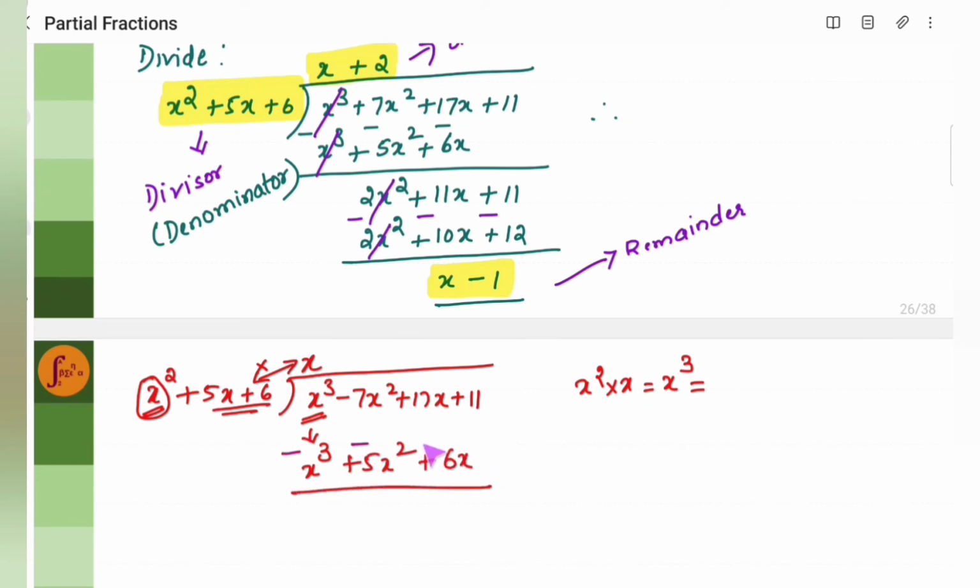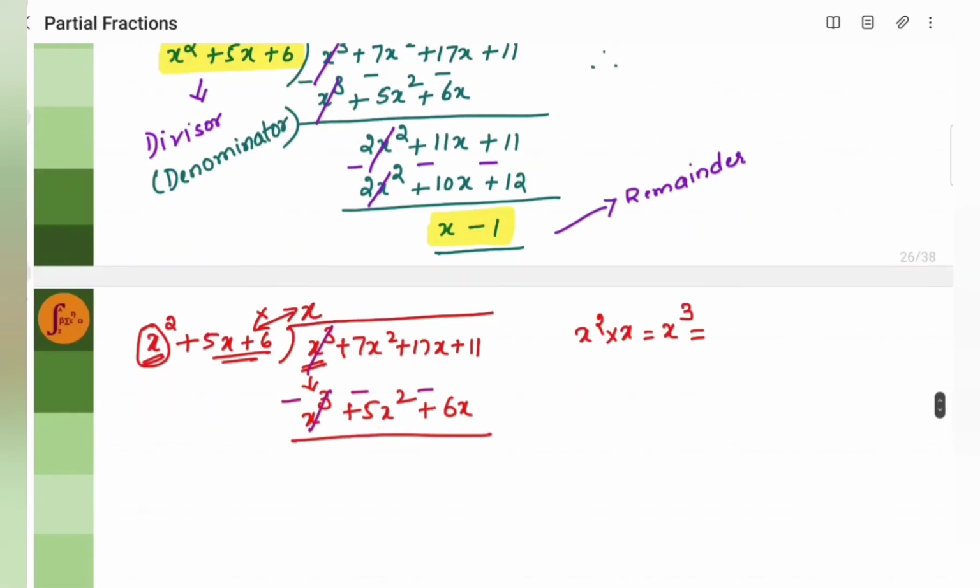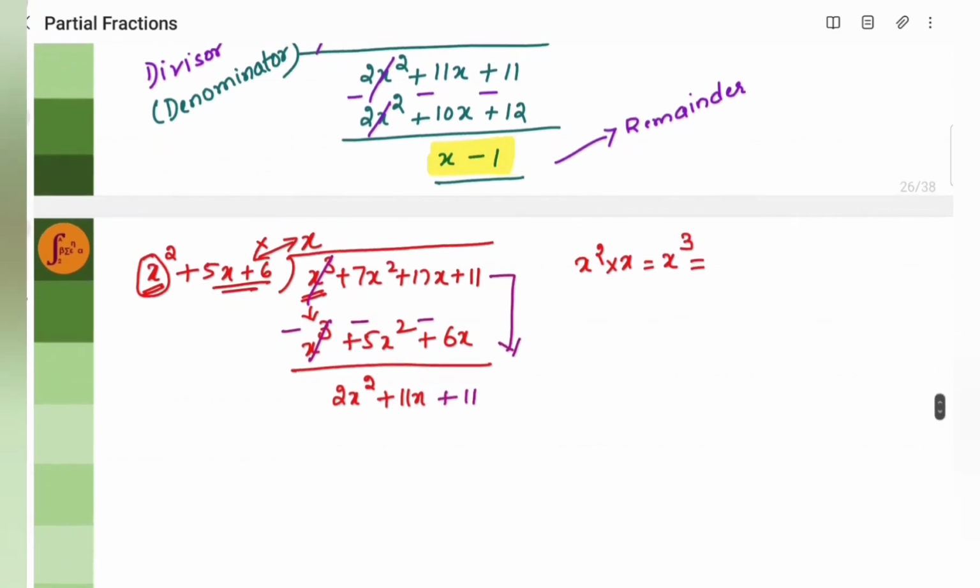Let me subtract everything. When I subtract, x cube and x cube will get cancelled. So when I subtract this, I'll get 2x square plus 11x, and then I'll carry forward this one plus 11. Now I'll have to continue this one more time because I carried forward this number. I have to do this entire cycle once again. Now I'll do the first term, which is 2x square. What should I multiply with x square so that I get 2x square? It should be plus 2. x square into plus 2 is 2x square.